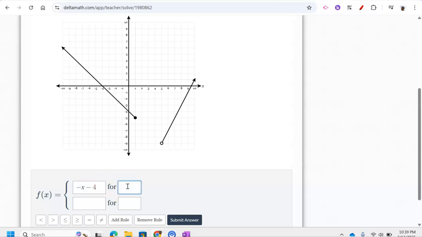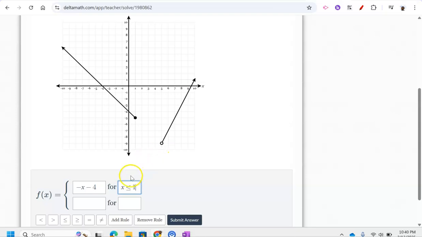And then from here, I need to state what the domain is. Well, this graph only exists starting at x equals 1, and then everything to the left of it. So I'm going to say this exists for when x is less than or equal to +1. That's the domain. Now for this next one, there's two ways I can try to figure this one out.